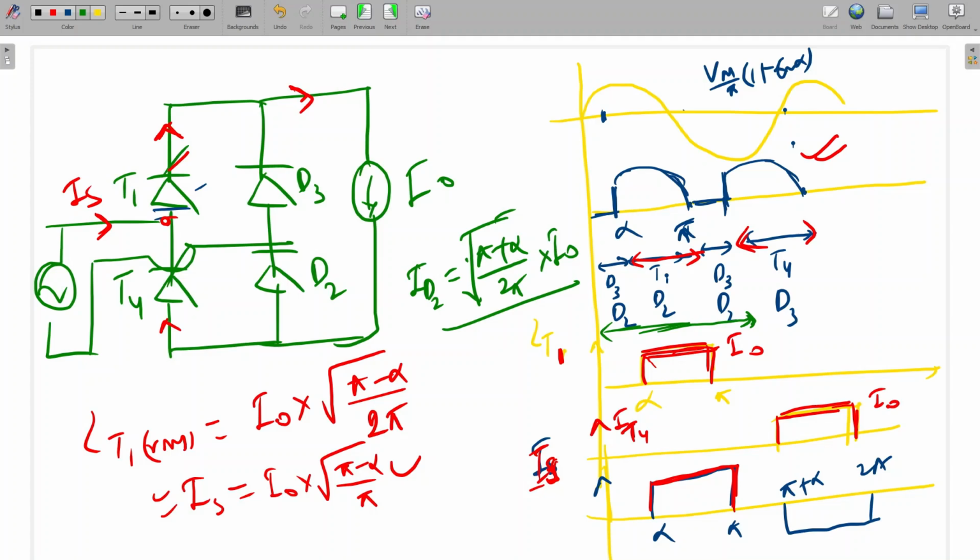Is it clear? So for D3 also the same formula, sir? D3 also same. See how D3 is conducting here, here and here. In one cycle, it conducts for alpha here, and from here to here for pi. So we can say that in a 2 pi cycle, it is conducting for pi plus alpha. This is pi and this is alpha. So D3 will be the same. Is it clear? I think it will be clear to all. Okay, it's clear, sir.